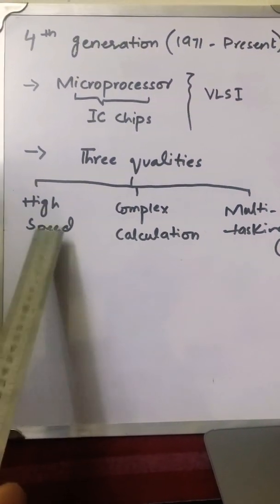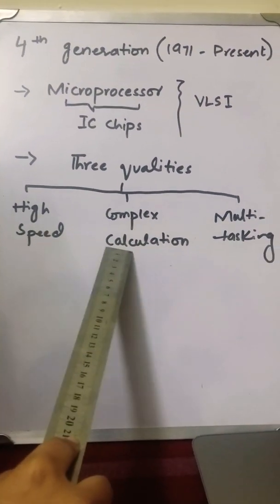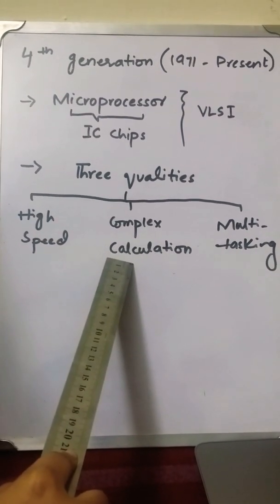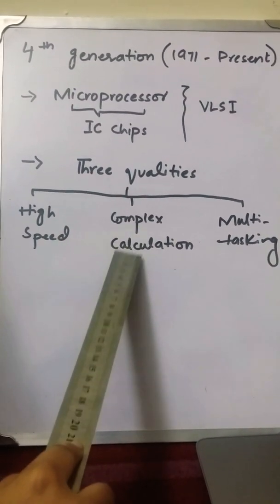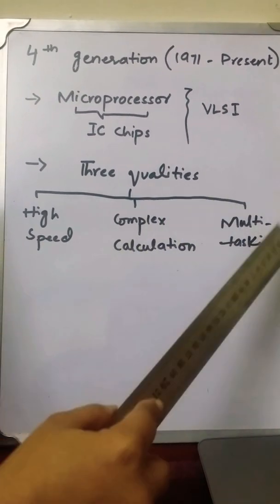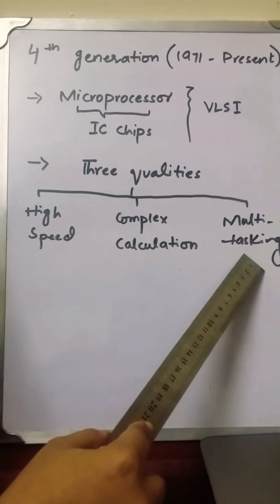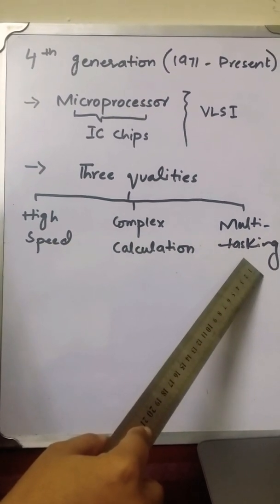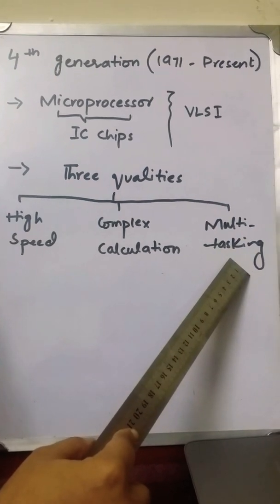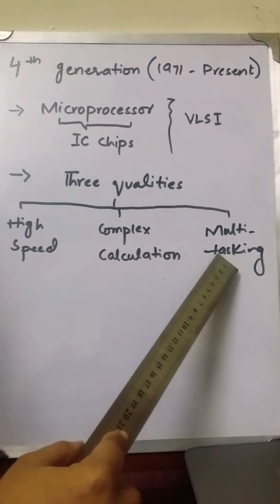First one is its high speed. Second one is complex calculations, like it was able to do complex calculations. So that's why it is also known as the brain of the computer. And the third one is multitasking. It is the most important quality, like the microprocessor is able to perform various tasks simultaneously.